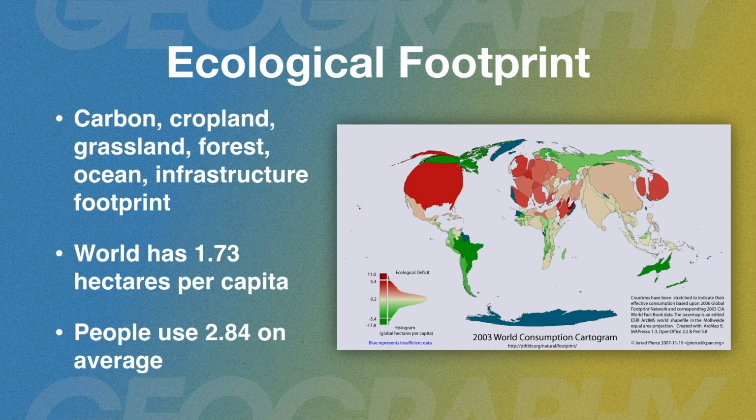Now, our ecological footprint is constantly growing, but it's a number of footprints. It's our carbon footprint, it's our cropland footprint, and on average, this world has about 1.73 hectares available per person. Unfortunately, we use about 2.84 per capita on average. That means we need about 1.6 Earths to support our current demand. And considering that our ecological footprint is only growing, that's not a very bright future.